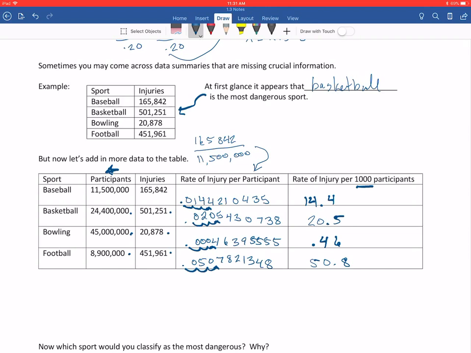And what this means is out of every 1,000 participants of the sport, in baseball, about 14 people get hurt. In basketball, out of 1,000 participants, about 20 people get hurt. For bowling, out of 1,000 participants, less than one person can be expected to get hurt. And in football, out of 1,000 participants, 50 people are expected to get hurt.